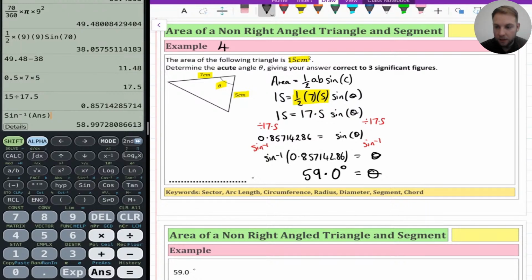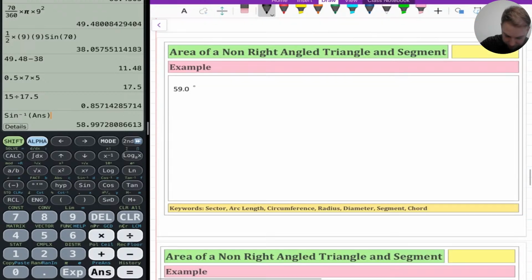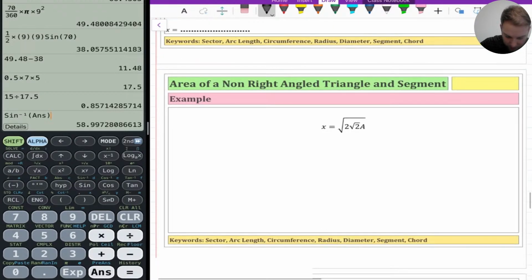Okay. We've got one more question to go through. So let's move on to the last question. And this one here is a little bit trickier. We're starting to use a bit of algebra here.